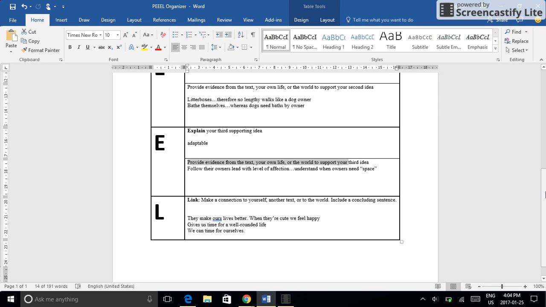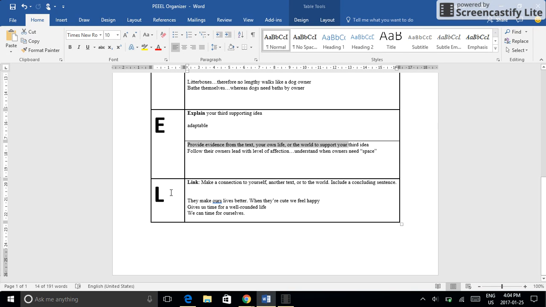Then we get to the bottom of our graphic organizer, to the L section where we make a link. This is the opportunity that we have for analyzing our points, for answering the so what question. And we can do this by making a connection to ourselves, to another book, to the world at large. So basically, I can write a paragraph that talks about why cats are the world's best pet, and I can explain to you how I know that they're the world's best pet.